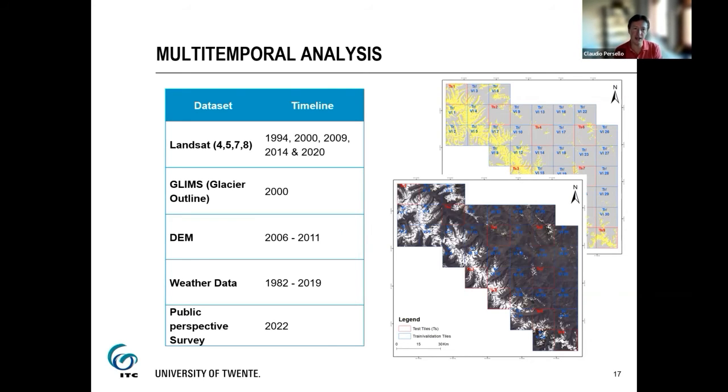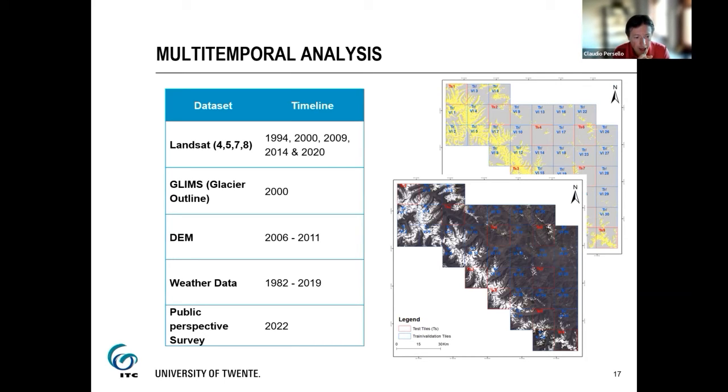Basically, he did a multi-temporal analysis. Not only did he perform classification using fully convolutional networks, and here you see a little bit of the data set, but he looked also at the temporal dynamics, how glaciers have been retreating, looking back about 30 years.